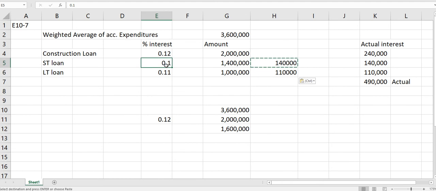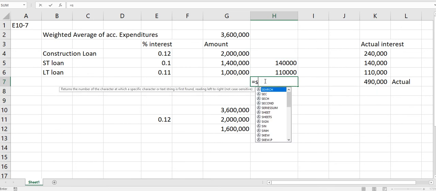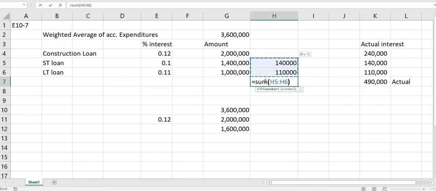And so 1.4 million was at 10% and 1 million was at 11%. So if I were to think about what this weighted average is going to look like, I don't think it's going to be right in the middle because there's more loans at 1.4 million. So it's not going to be 10.5, it's going to be less than 10.5 because it's weighted, and this has more weight than this loan. And so we can sum these up together, find the interest of both of them.